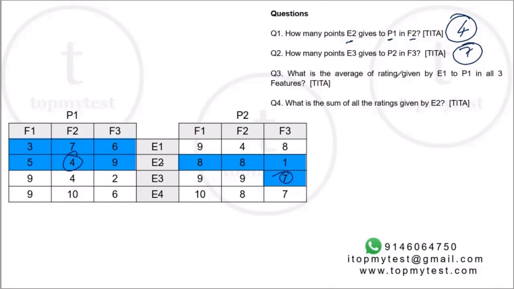Question number 3, what is the average rating given by E1 to P1 in all three features? E1 to P1 in all three features. So average of these. 7 plus 6, 13. 13 plus 3 is 16. 16 divided by 3 is 5.33. Right? And the last one, what is the sum of all the ratings given by E2? Sum of these ratings. 5 plus 4, 9. 9 2s are 18. 18 plus 9, 27. 27 plus 8 is 35.